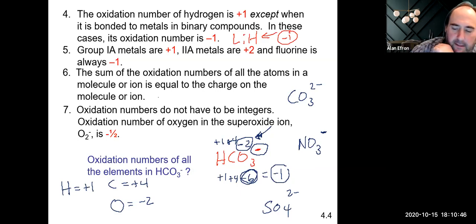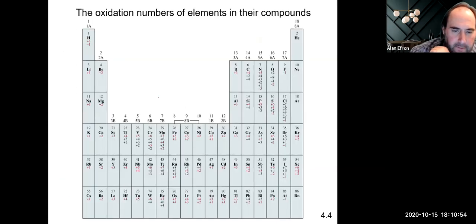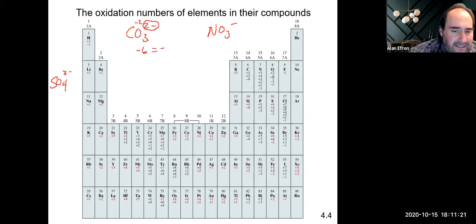Okay, so let's take a look here. I'm going to flip the page so I have more room to write. So we had CO3 2-, NO3 -, and sulfate, which is SO4 2-. Again, in this case we want to start with the oxygen. Oxygen is -2 in this case, and we have 3 of them, so we have -6. Because this is an ion, the overall charge is -2, so it needs to add up to -2.